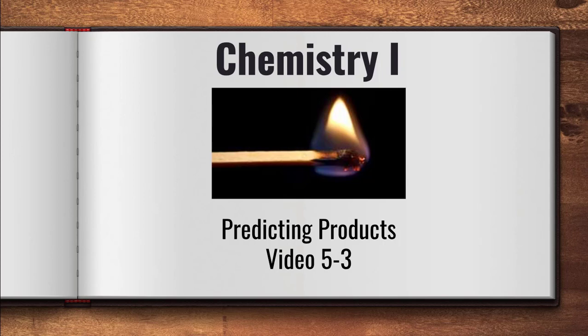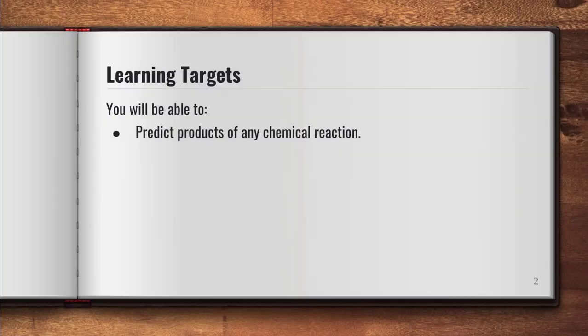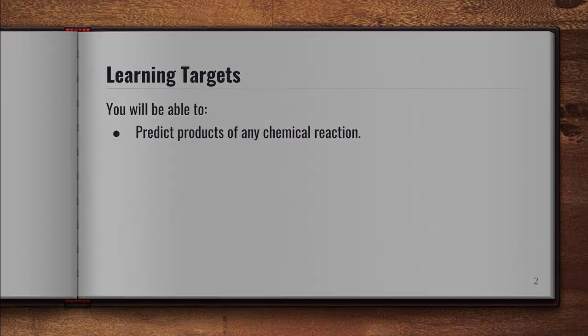Being able to understand what type of reaction is present is absolutely crucial to being successful at predicting products of chemical reactions. Additionally, we also need to make sure that we know how to do proper nomenclature as well as to be able to balance chemical equations. The goals for today are very simple. You should be able to predict products of any chemical reaction I give you.